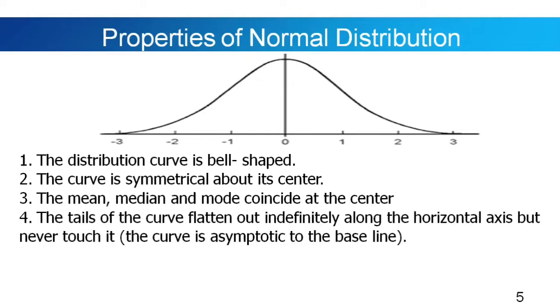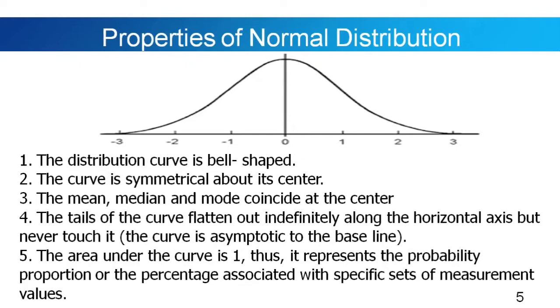Fourth, the tails of the curve flatten out indefinitely along the horizontal axis but never touch it, or the curve is said to be asymptotic to the baseline. As you can see in the picture, it seems like the tails of our normal distribution curve are touching our horizontal axis. But in reality, if you zoom in at the tails of our normal distribution curve, they are not touching our horizontal axis. They never do.